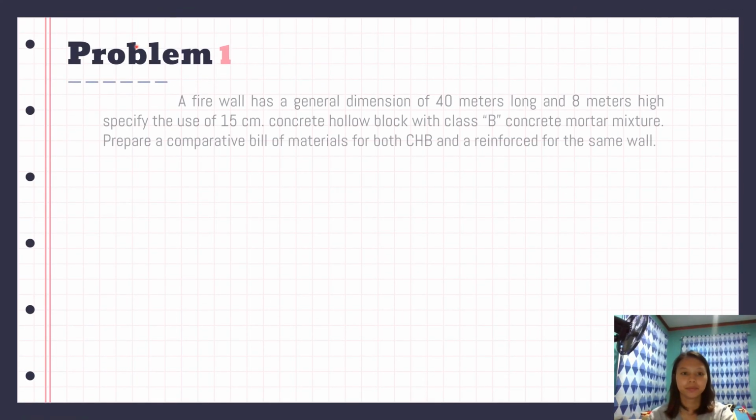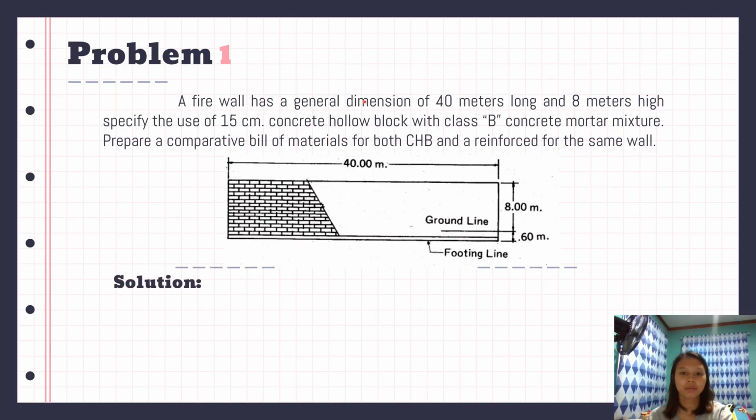Problem 1. A firewall has a general dimension of 40 meters long and 8 meters high. Specify the use of 15 centimeter concrete hollow block with Class B concrete mortar mixture. We use Class B because it is commonly used in the Philippines.